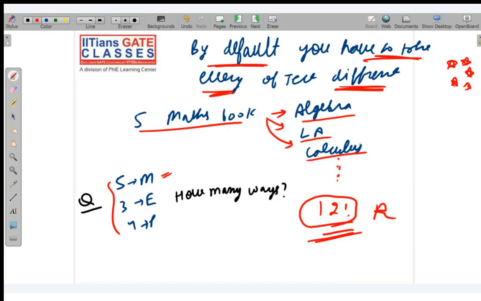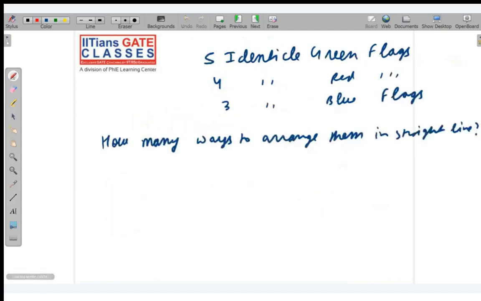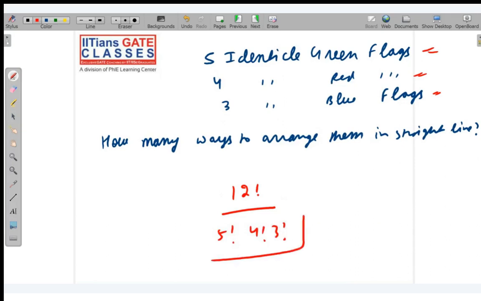Next is 5 identical green flags, 4 identical red flags, 3 identical blue flags. How many ways to arrange them in a straight line? Very simple. 5 plus 4, 9 plus 3, 12. If they were different, then 12 factorial is the answer. But since some of them are identical, we divide by 5 factorial, 4 factorial, 3 factorial. That's it. Please take a snapshot. I will jump to the next slide.